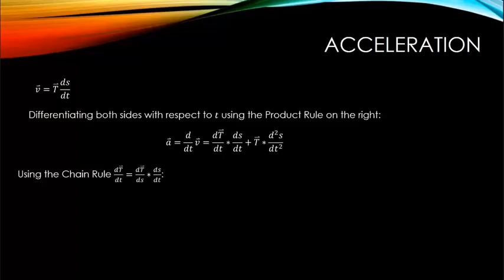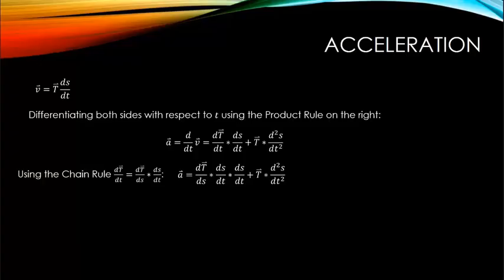Using the fact that the chain rule gives me d/dt of the unit tangent vector will be equal to d/ds of the unit tangent vector times ds/dt, I can rewrite my acceleration as the derivative with respect to s of the unit tangent vector times ds/dt times ds/dt plus the unit tangent vector times d²s/dt².